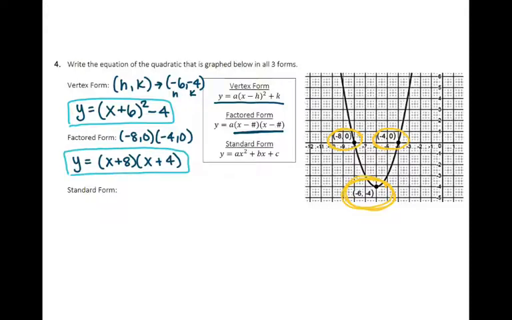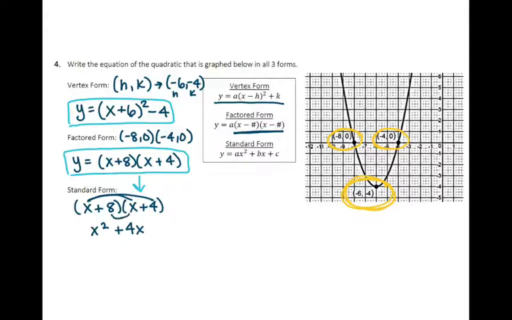Now, standard form is not really something that you can necessarily grab from the graph, but what we can do is we can use our factored form to get it into standard form. So I'm going to say standard form is a continuation of factored form. So what I'm going to do is take my factored form and multiply it out. So I'm going to distribute: x times x is x squared, x times 4 is 4x.